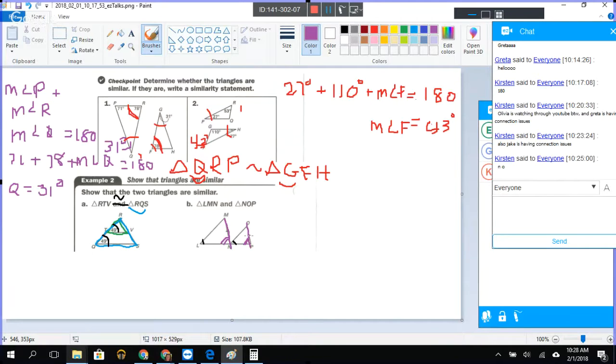So now we have, I'm trying to draw two lines here. There we go. We have two angles in each triangle that are congruent to each other, so we can say LMN is congruent to NOP.